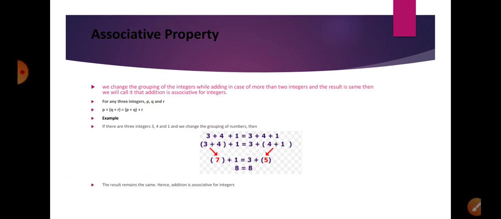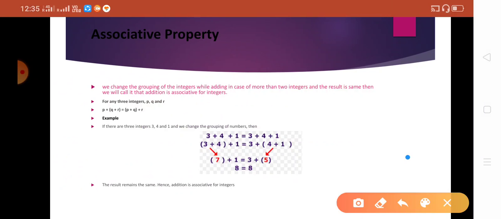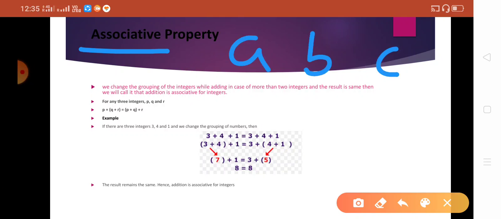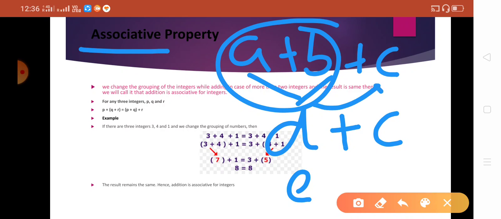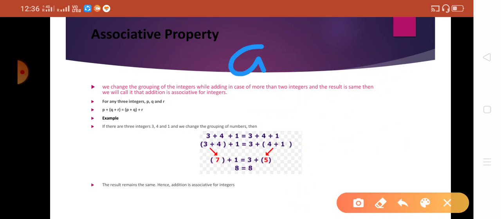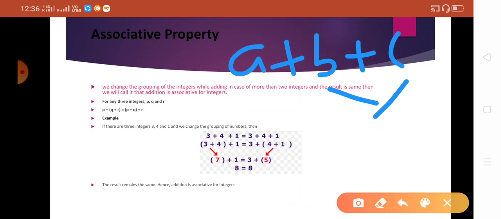Next one is associative property. Association means grouping. Association means group of something. So here, for example, you have three numbers a, b and c. You have to add these three. First of all you have added a and b, and then you get the answer d. After getting the answer you will add c, you will get the answer e. You first group a and b, then you will add it to c. But what happens if you group b and c first and then you will add to a? Let's see the example here.